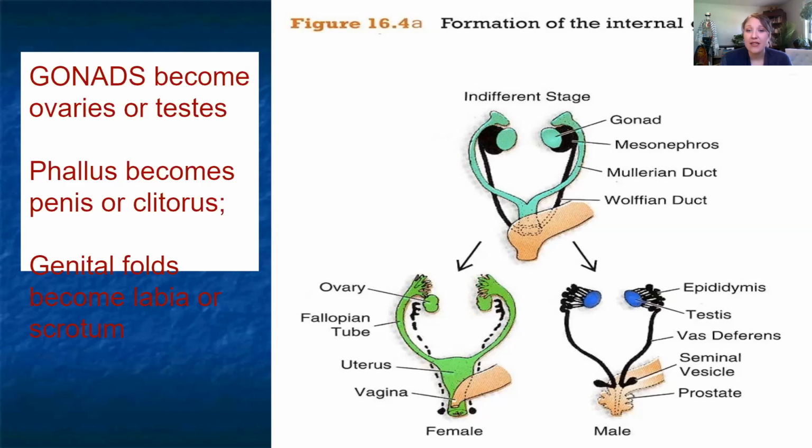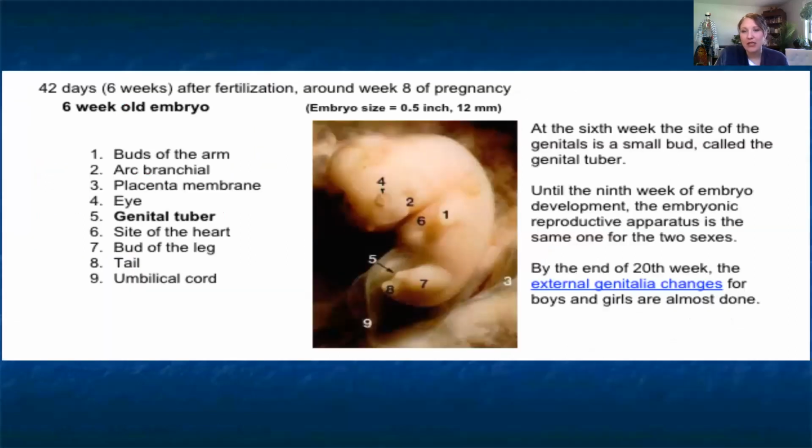We also see that the tan part of each of the images represents something called the phallus. Early on in development, depending on what genes they have, the phallus will either develop into the penis or the clitoris. So the penis and the clitoris are equatable to each other, depending on whether or not we have the SRY gene. Then the genital folds, which we can see on either side of that phallus, will either become the labia in females or the scrotum in males. So there are a lot of similarities between these two different genitalia, and early on in development, it's very difficult to distinguish between the two.